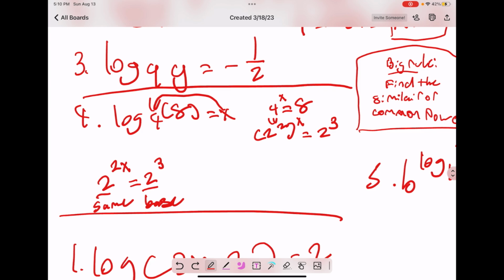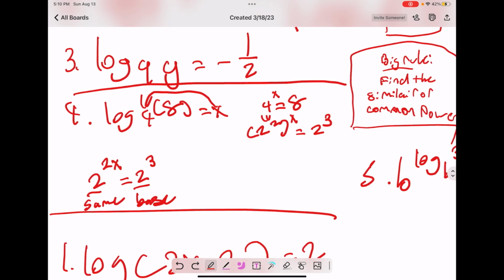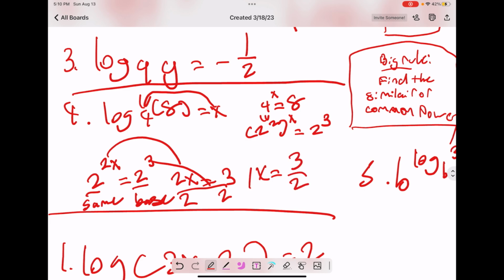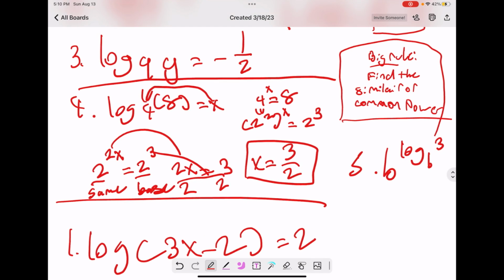So then we bring down both of the exponents, and we get 2x equals 3, right? And this is simple. All we have to do is divide by 2, and we get x equals 3 over 2. And that is the final answer for log base 4 of 8 equals, well, I guess x. It's just log base 4 of 8. Okay, so that is the answer for this.